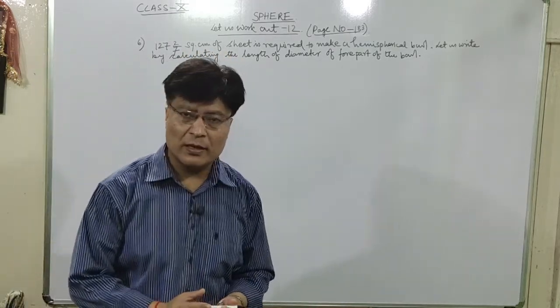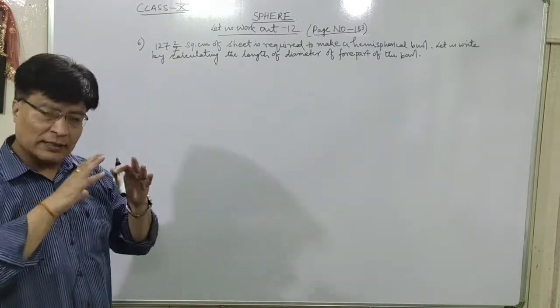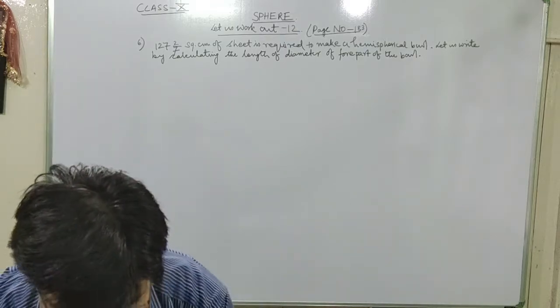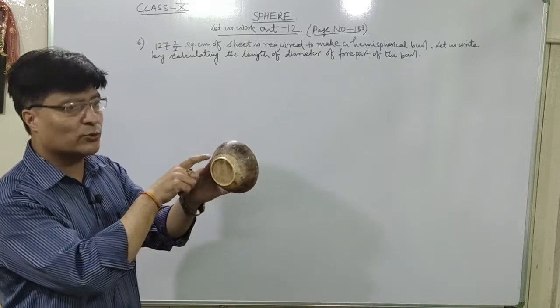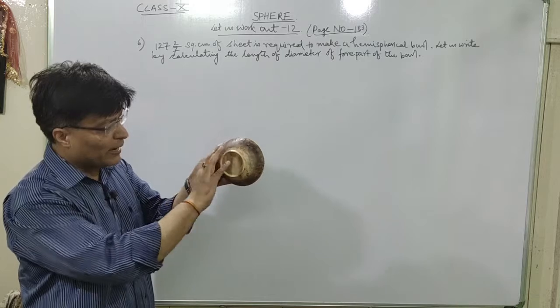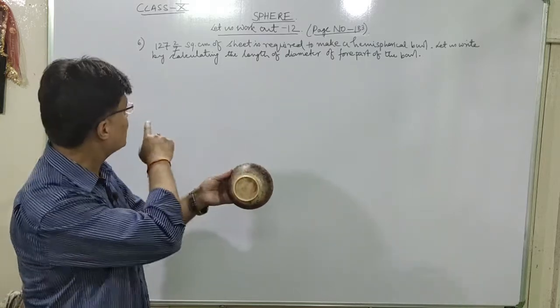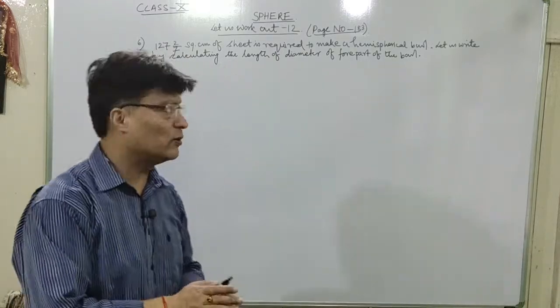hemispherical bowl. But you see, what does this mean? This is the surface area of the hemispherical bowl, the outer part. Like this is the hemispherical bowl. So 127 2/7 square centimeter of sheet is required to make this bowl. So what is the area of this outer surface? 127 2/7 square centimeter. Okay?